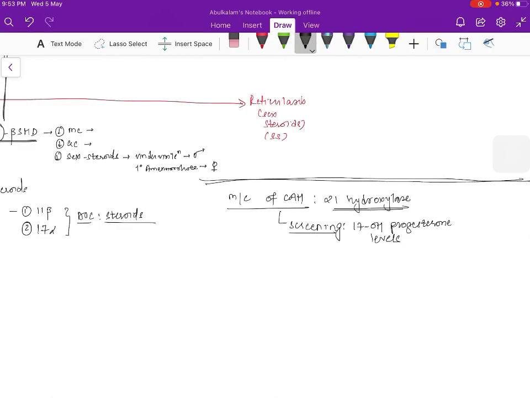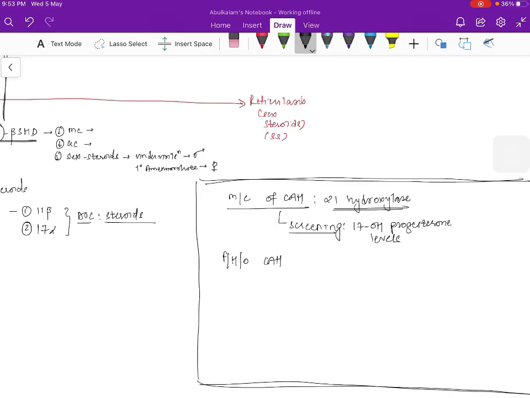Now there's one important concept in cases of CAH which you have to remember, that is, if there's a family history of CAH, right, what will happen? Again, most common cause I'll suspect is 21 hydroxylase deficiency. If there's a family history, I'll start with DEXA in the first trimester, that is 6 to 10 weeks.